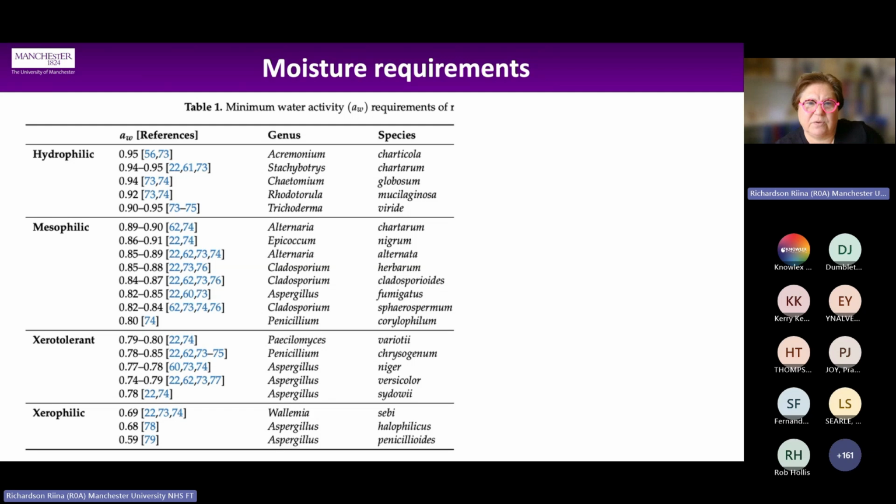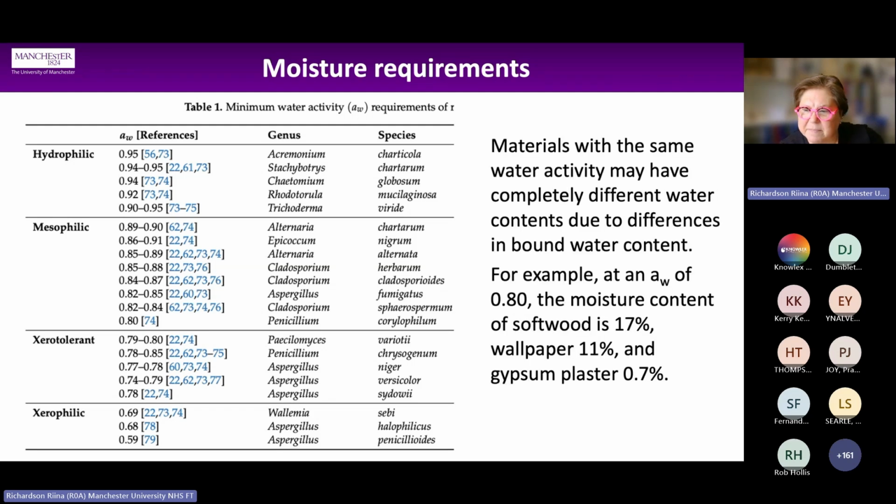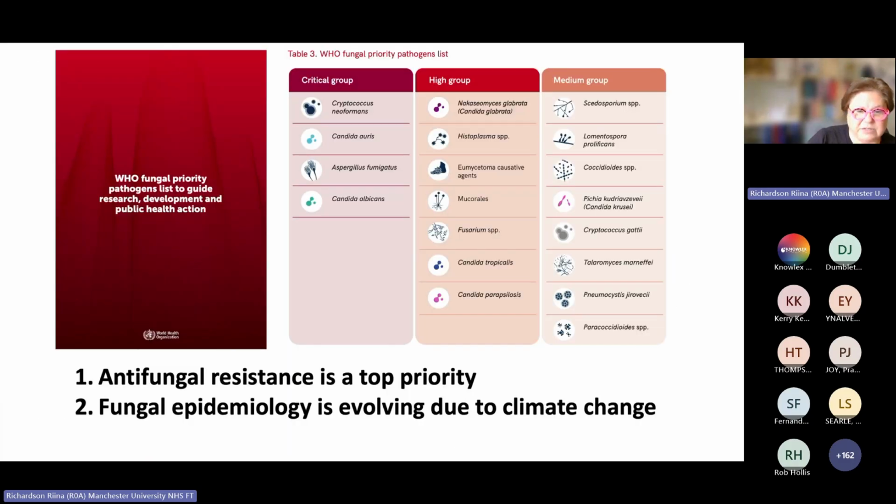I already said about the moisture requirements, that they vary between them, and that impacts also what materials they grow on, partially because other materials can be more wet than others. Wallpaper compared to gypsum board. Gypsum board doesn't really get wet, even though it's soaking wet. Its relative humidity or water content is still relatively low. There is no free water for fungi to use. So what grows on what is partially dependent on the materials as well.